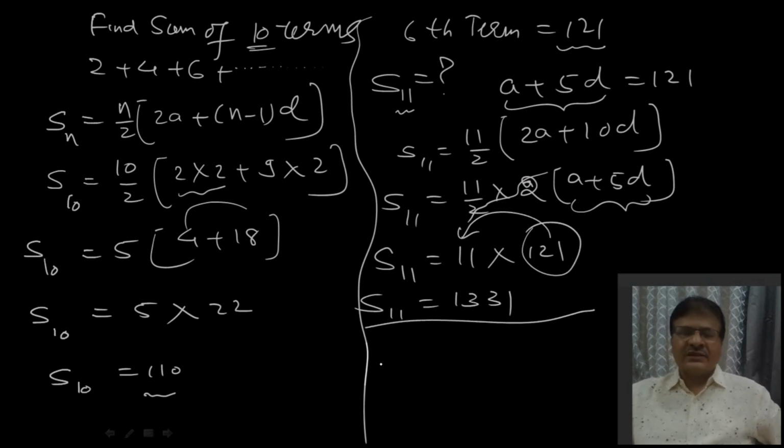There is one more method of solving problems of such type. You see, suppose there are 11 terms: 1, 2, 3, 4, 5, 6, 7, 8, 9, 10, 11. And the sixth term is given as 121.